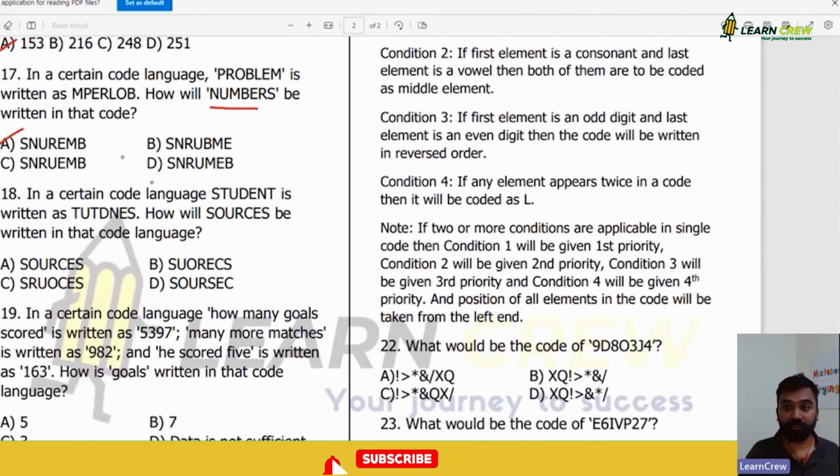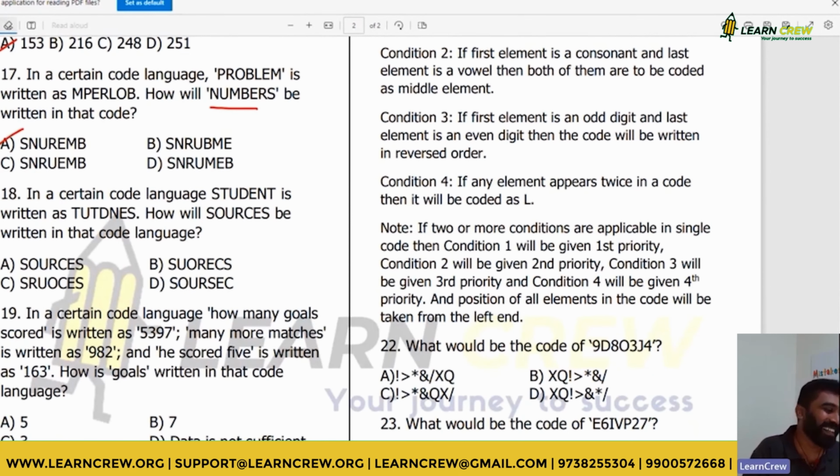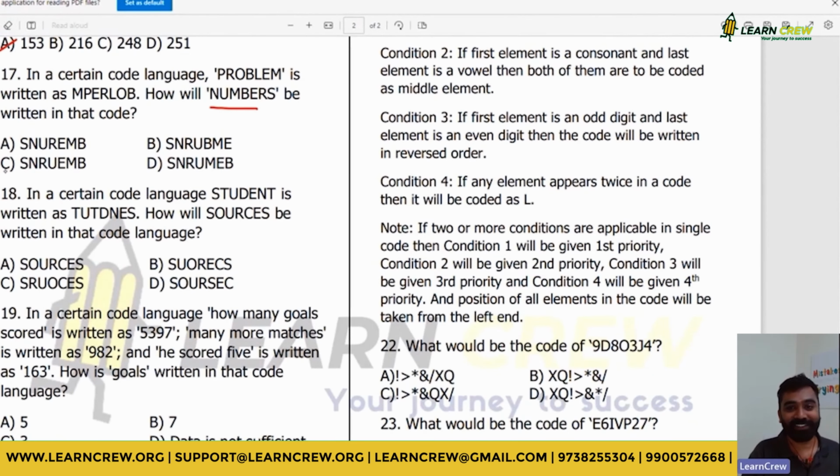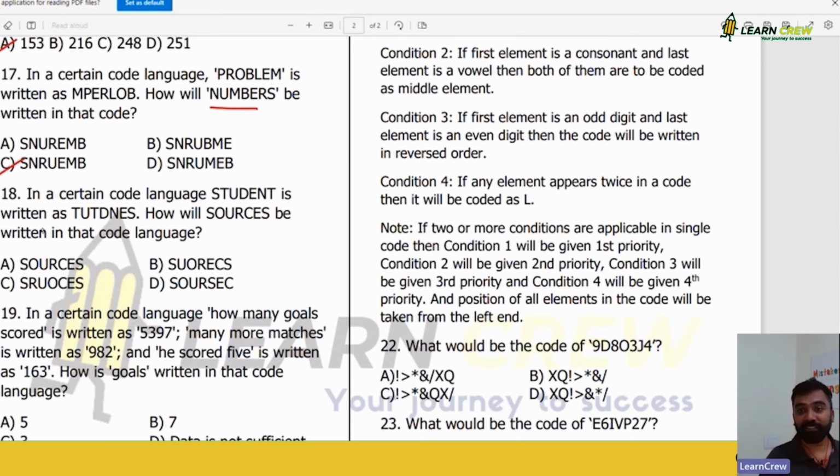Logic. The answer is 71, option C, sir. All are sure it is C or A? C. Okay.